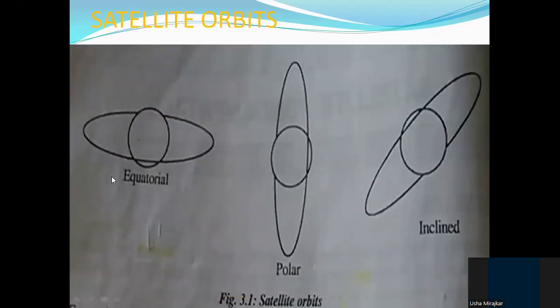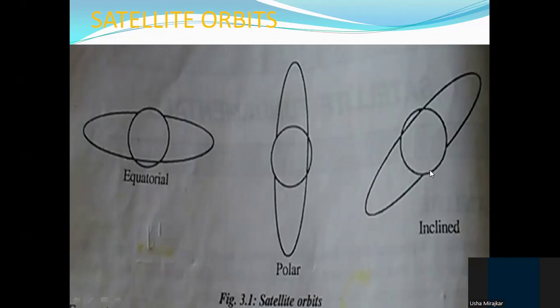Now, if you observe this, this is the equatorial orbit. If this equatorial orbit is in the form of a circle, it is the equatorial circular orbit. And if it is in the form of an ellipse, it is the equatorial elliptical orbit. Similarly, this is the polar orbit, passing over the poles, that is the south pole and the north pole. If this polar orbit is in circular form, that is the polar circular orbit. And if it is in elliptical form, it is the polar elliptical orbit.